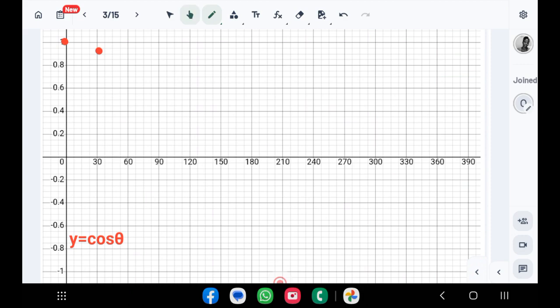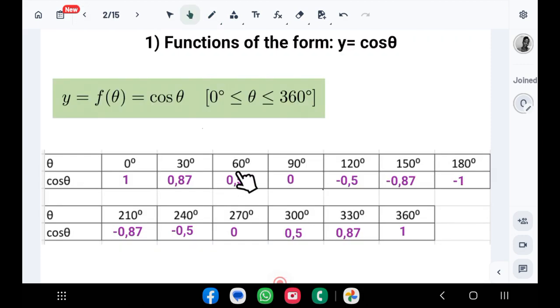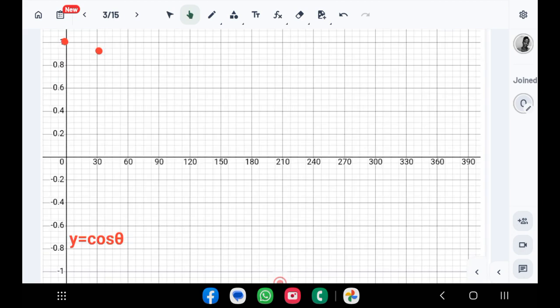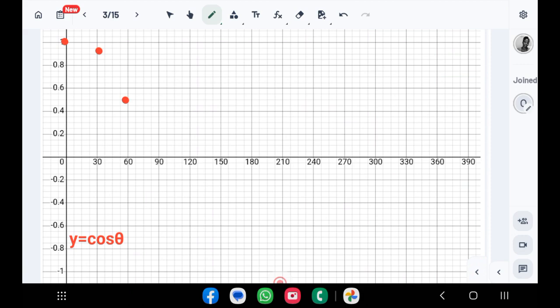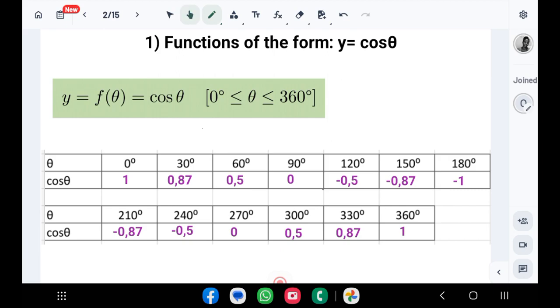At 60 degrees, that is half. Cos of 60 degrees equals half. So we go to 60 degrees, half, that is 0.6, that is 0.4, so 0.5, half, is there. So let's plot that. That is half. And then next, at 90 degrees, it is 0. And then at 120 degrees, it is negative half.